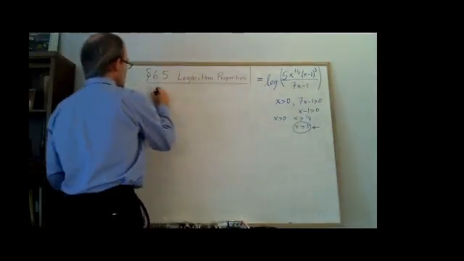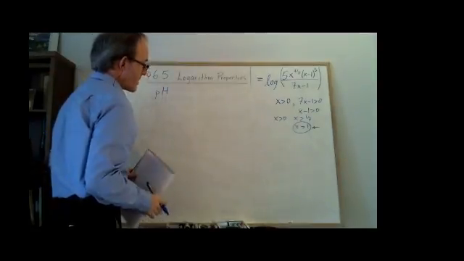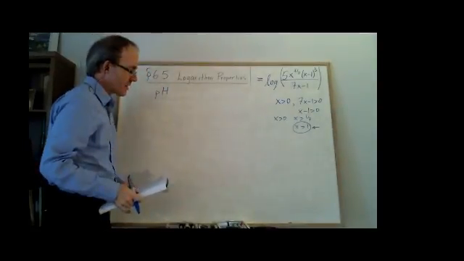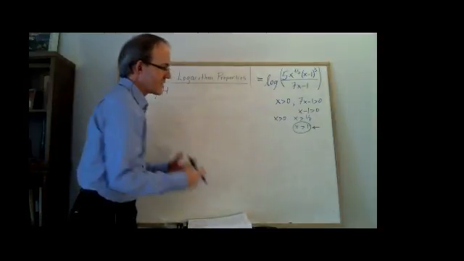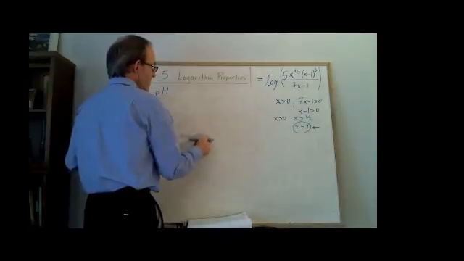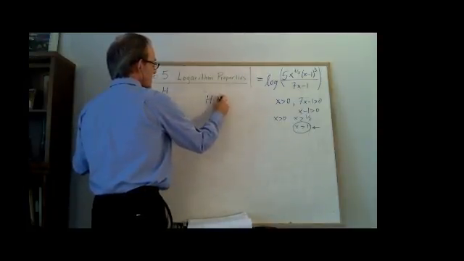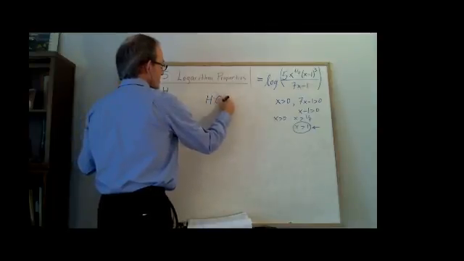Okay, so pH. The pH is a number used in chemistry to describe the acidity of a substance. So an acid is basically a chemical like this. So hydrochloric acid would be HCl.